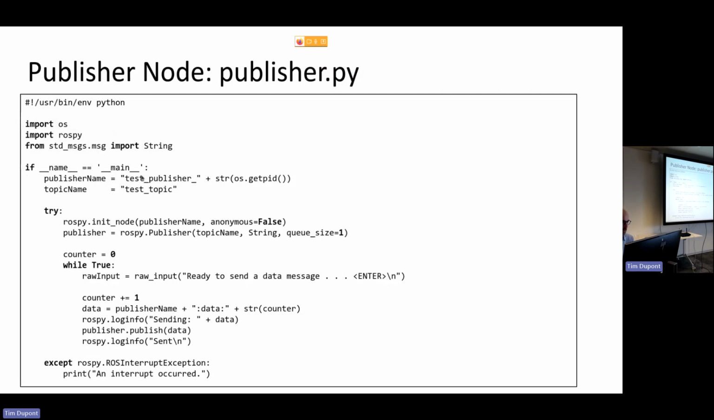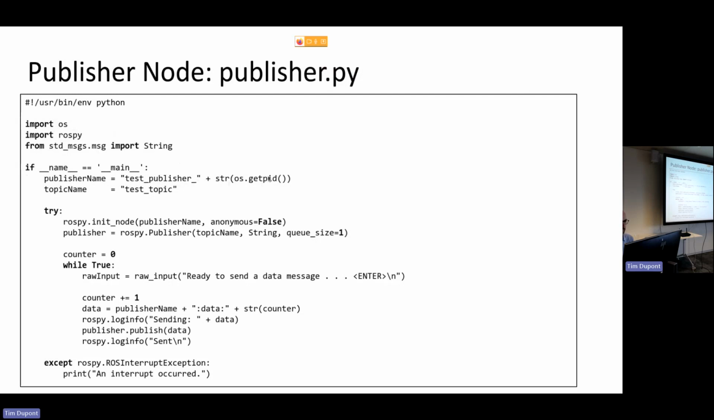So if the script starts, just the standard Python way to say if the script starts, like the int main of a C++ program, we have a publisher name. That's the name of the node. Each node needs to have a unique name in a ROS graph or ROS system. So what I did was just test publisher string and added the process ID of the Linux process, which it gets from the Linux kernel, and that's always unique.